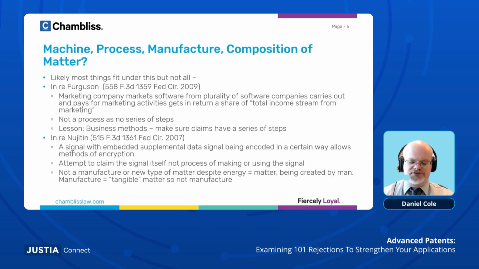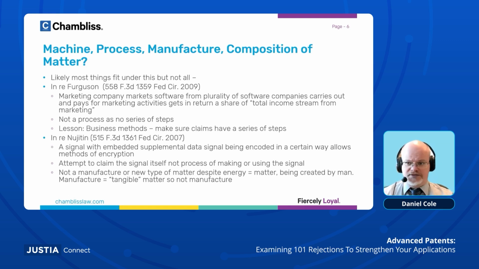In this case, what's important for us, the claims were not laid out as a process because there was no series of steps. Since it was not laid out as a process, there wasn't a series of steps, the Supreme Court said this is not a machine, a process, a manufacturer, or a composition of matter. So if you have what's generally considered a business method, make sure that you have a series of steps in your claims and that things are laid out obviously as a series of steps. Okay, this is to help you get around at least this first part of the 101 analysis.